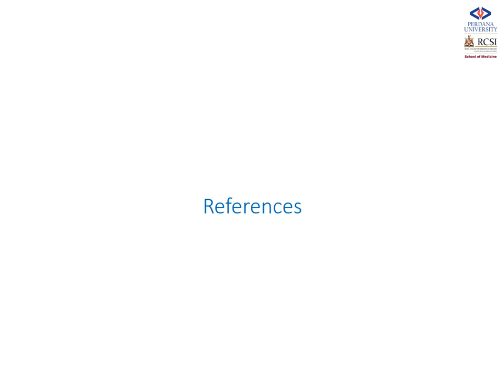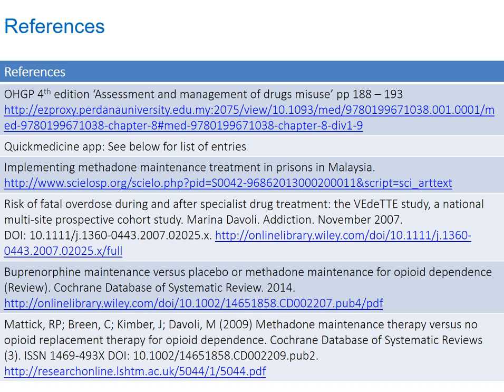Here are some references for this video. There's a section from the Oxford Handbook of General Practice on the assessment and management of drug misuse. There are also sections on QuickMedicine. You just go into the app and type methadone in the search box, and it comes up with a whole list of entries. Then there are references to the papers by Marina Davoli, and also about the methadone maintenance programs in prisons in Malaysia, and the two major Cochrane systematic reviews that have been done on methadone and buprenorphine.